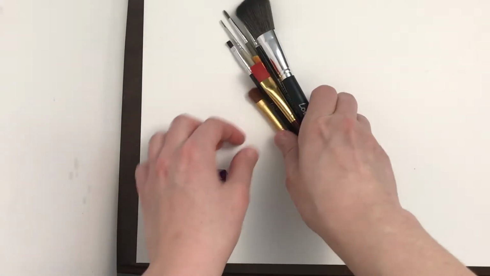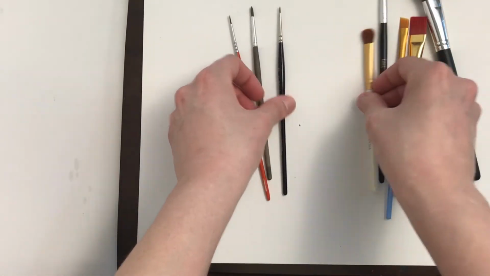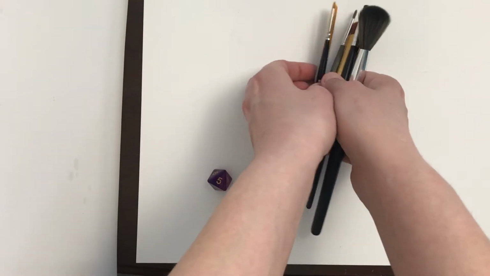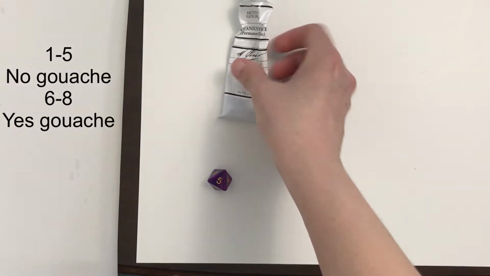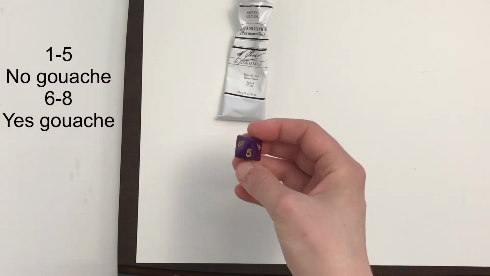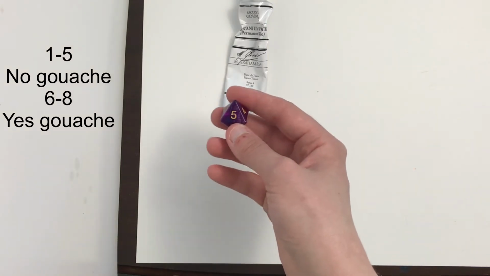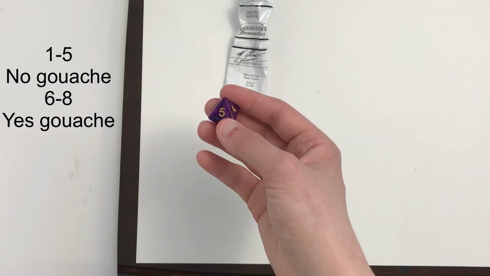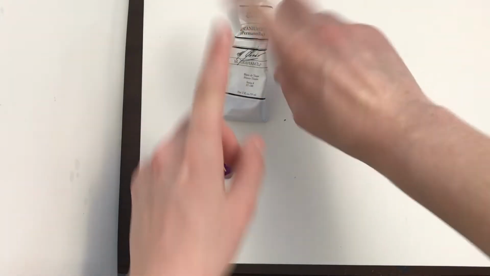And here's a look at all the brushes we just got randomly, set up in a sort of decent order in order to display what my options are for this painting. Alright, now let's move on to the next thing. Now I'm going to roll if white gouache will be a part of this painting or not. I want it to be less likely. 1 to 5 is no gouache, and 6 to 8 is yes, I will be using gouache. So let's roll. 1. That means, sadly, no gouache.